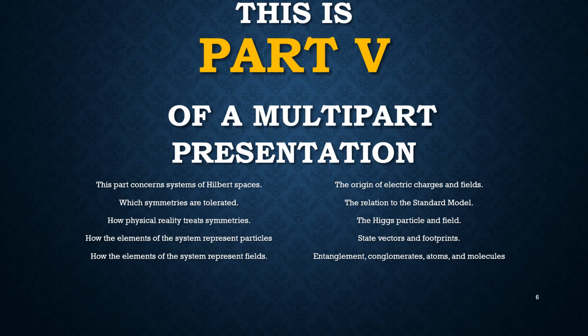This is part 5 of a multi-part presentation. This part concerns systems of Hilbert spaces. Which symmetries are tolerated? How physical reality treats symmetries. How the elements of the system represent particles. How the elements of the system represent fields. The origin of electric charges and fields. The relation to the Standard Model. The Higgs particle and field. State vectors and footprints. Entanglement, conglomerates, atoms, and molecules.